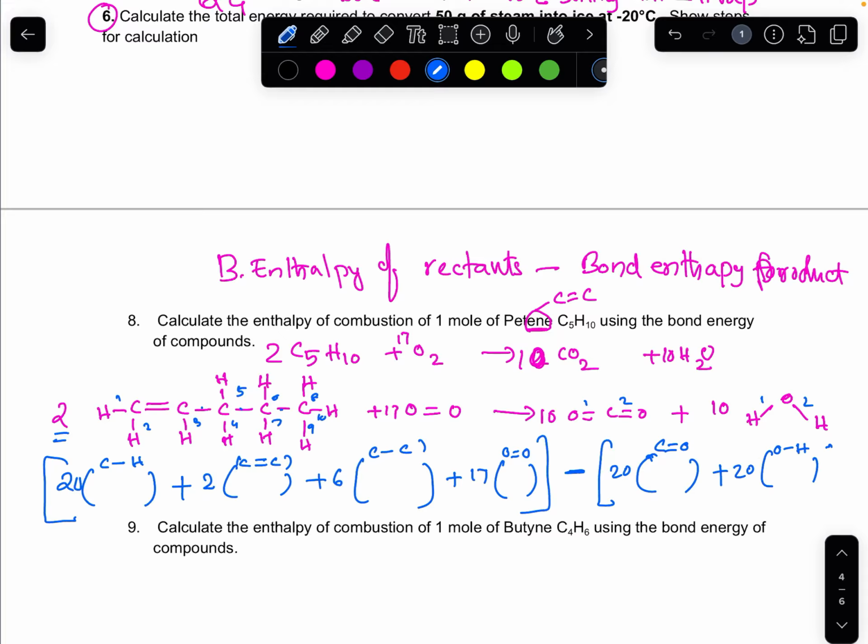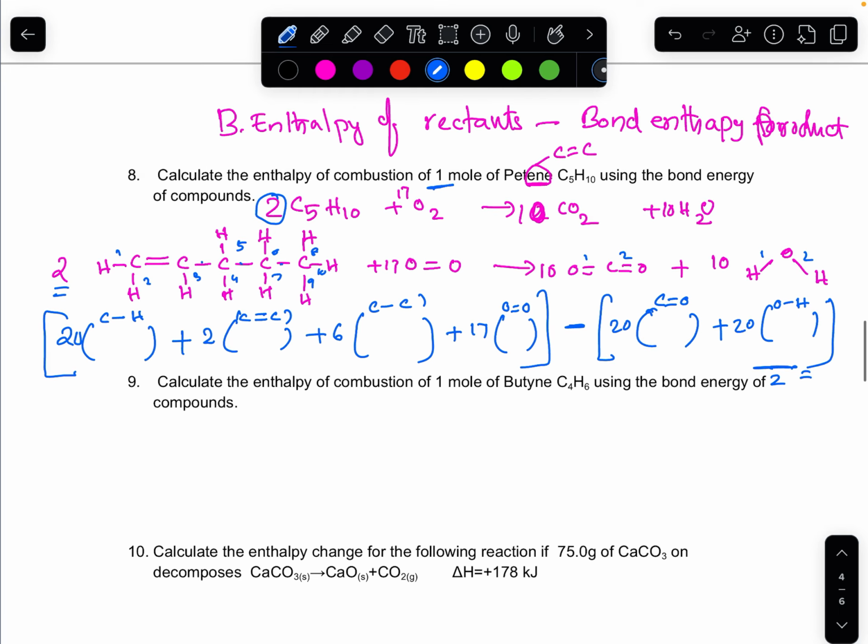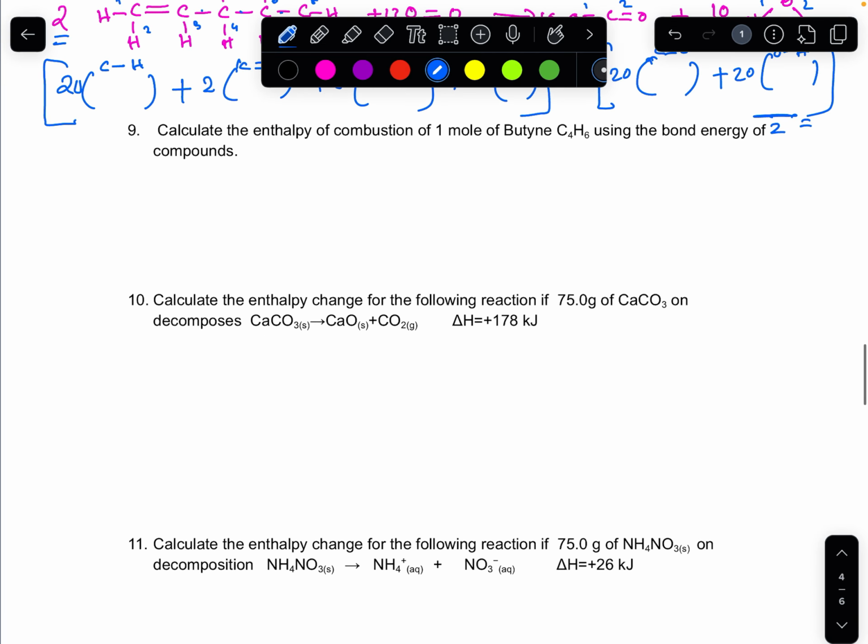Okay, once you do that, there is one additional step that we did discuss in class. Since it is 2 moles, the question is asking for 1 mole. So whatever answer you are getting, you have to divide by 2 to get the final answer. Okay, and try the next one with the exact same strategy.